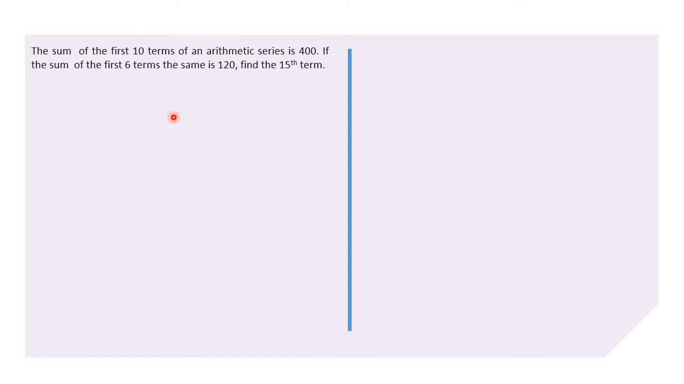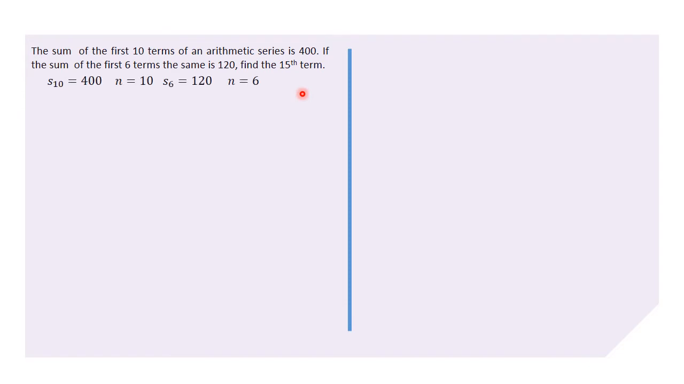In this video, we're going to look at some additional examples of the AP series. And to start us off, we have a question. We're told the sum of the first 10 terms of an arithmetic series is 400. The sum of the first 6 terms is 120. Find the 15th term.